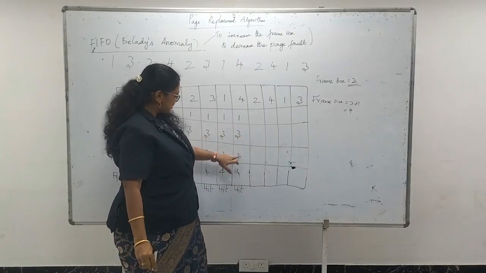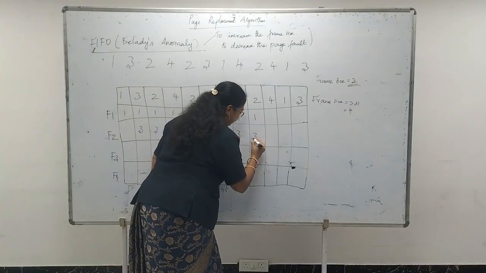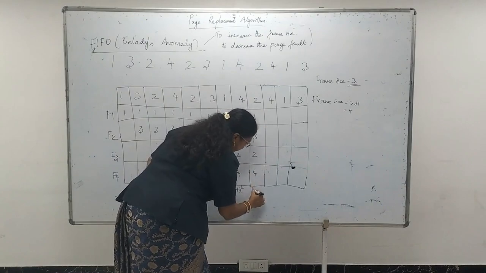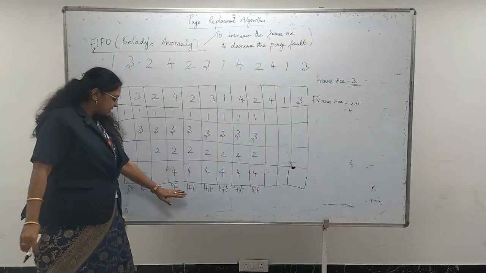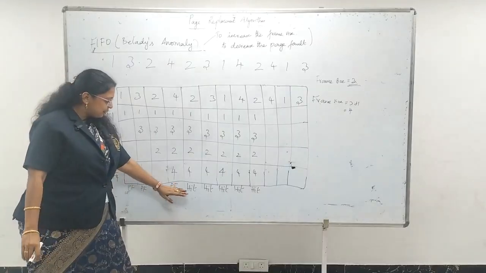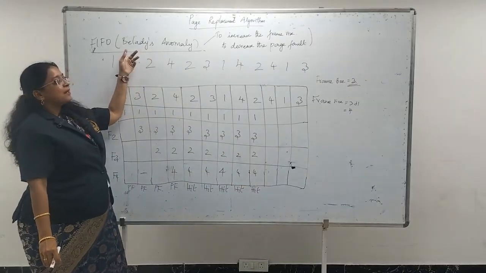Now 2. Check whether 2 is present here. So 1, 3, 2, 4. 2 is also present here, so that is also a hit. See how many hits we have seen as per the page faults. So far we have seen page faults as 4 and hits as 5. This is the Belady's anomaly.